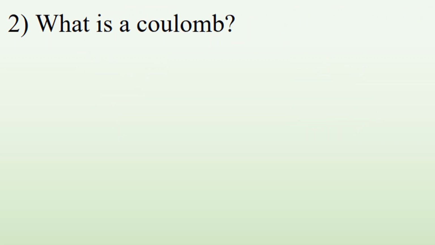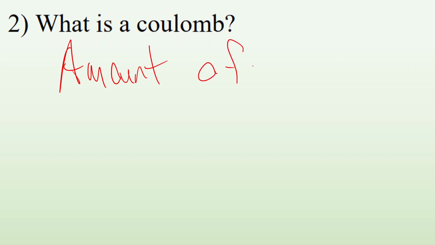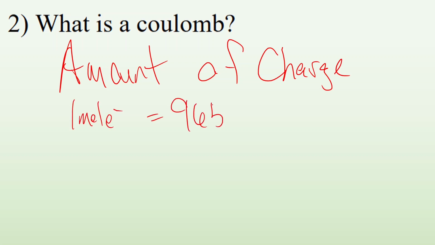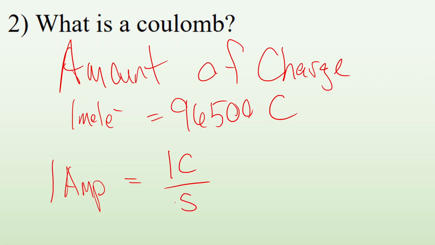Number two, what is a Coulomb? It is an amount of charge. Right? That's where the Faraday constant comes from. We go, hey, what's 1 mole of electrons? How much charge is on that? That's 96,500 coulombs of charge. And we also know, relatedly, amperage, which is a measure of current, is 1 coulomb per second. So if you're like, how much current is flowing through there? Well, 1 amp is 1 coulomb of charge every second, passing a given point.